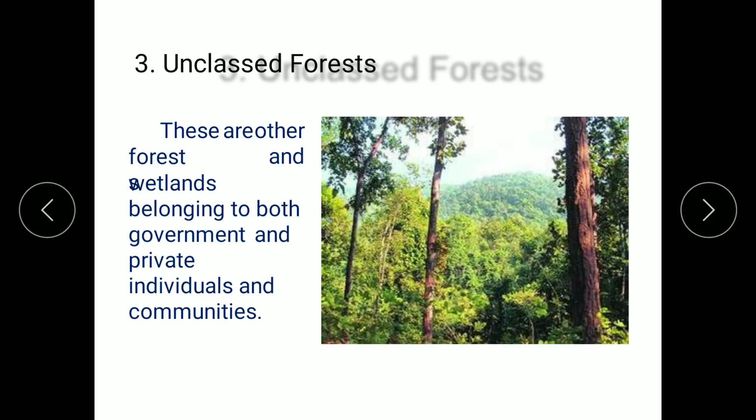get rid of their problem, no need to go outside to get fuel and fodder, and they also collect different types of fruits, all these things, and they can sell in the market. It also cleans the environment, it also gives greenery, it also increases the water table of that particular area, and that's why the importance of this forest is more.